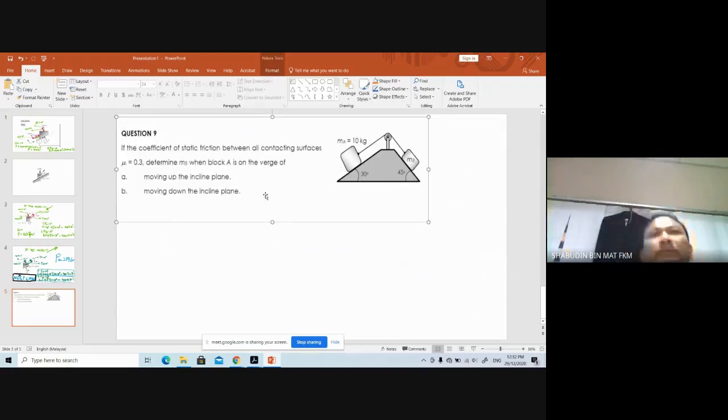If the coefficient of static friction is 0.3, determine MB when the block A is on the verge of going up.